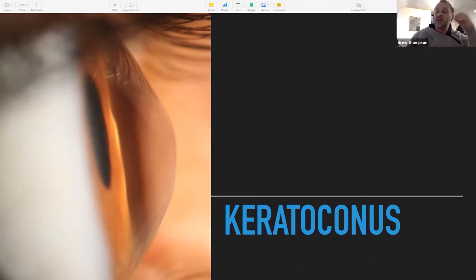And you can do this on a slit lamp quite easily, turning the magnification system as close to 90 degrees perpendicular to the cornea as you can. And you can get a good indication of how steep that cornea is.